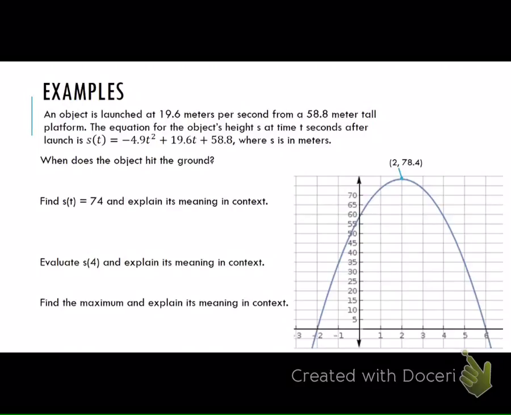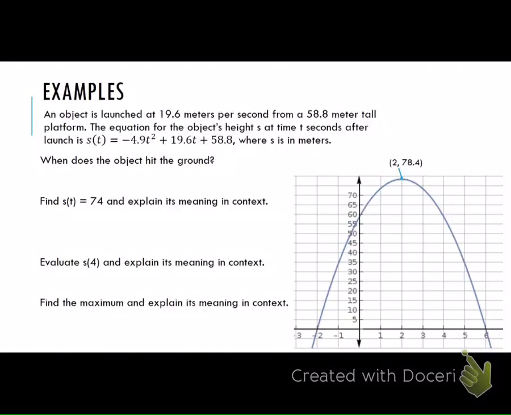Okay, an object is launched at 19.6 meters per second from a 58.8 meter tall platform. The equation for the object's height, s, at time t after launch is s of t equals negative 4.9 t squared plus 19.6 t plus 58.8, where s is height in meters. So, there are a few things you need to realize here before we do anything.